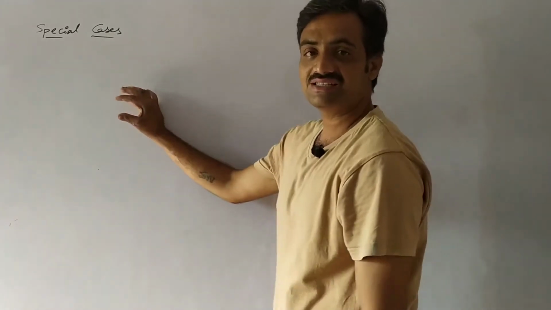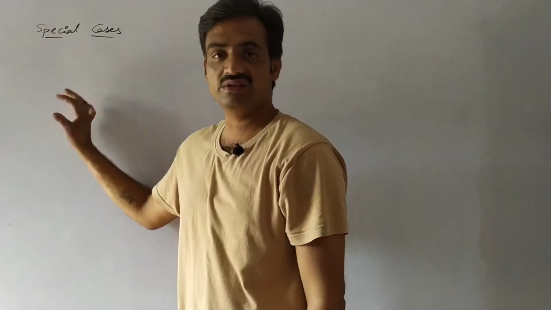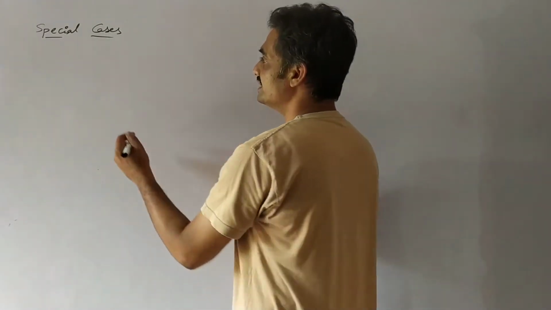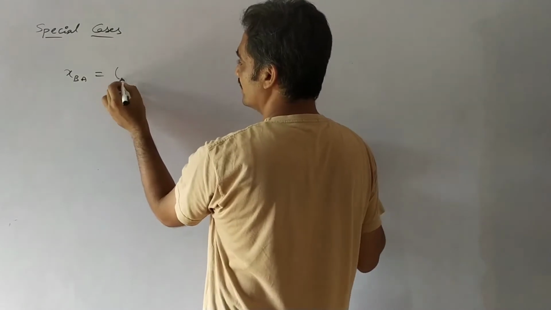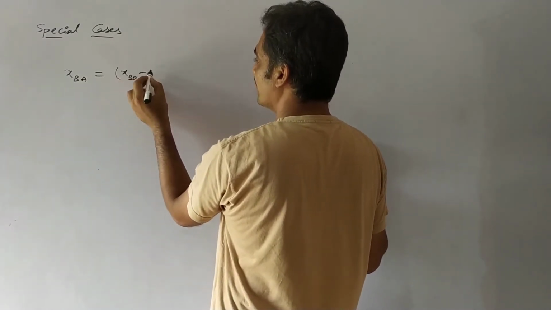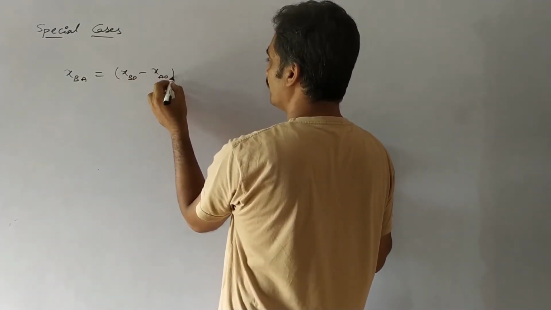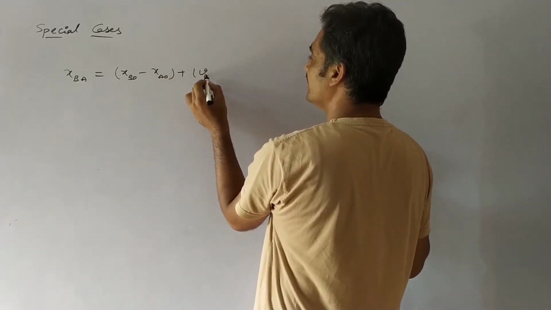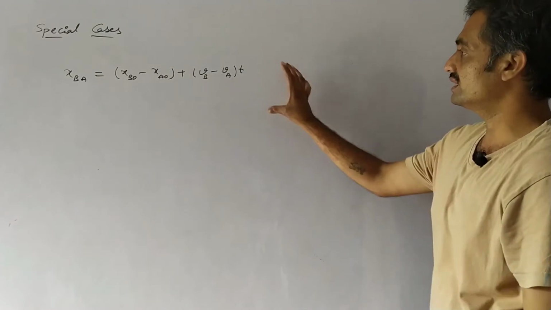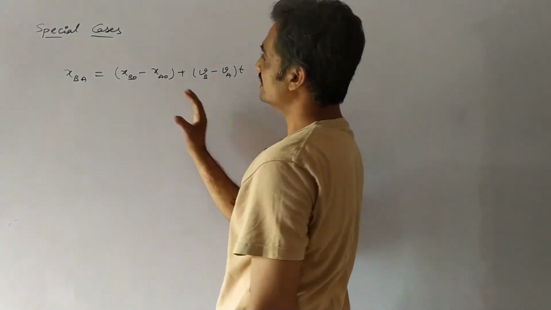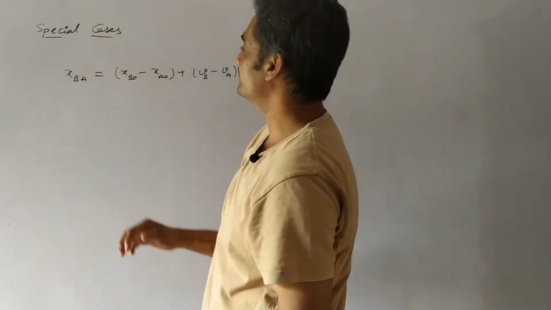Now we are going to discuss the special cases based on this relative displacement. The relative displacement can also be represented as x suffix BA equals x suffix bo minus x suffix ao plus v suffix b minus v suffix a into t. This is the equation we can represent. So based on this equation, now we are going to discuss the special cases.